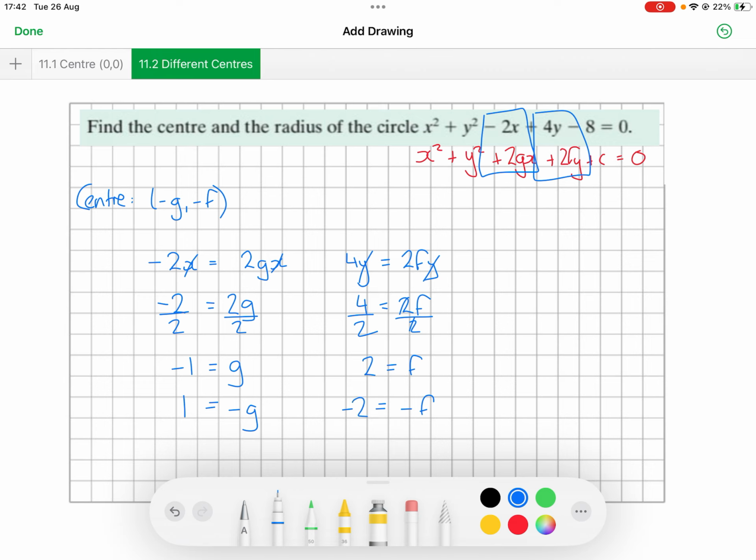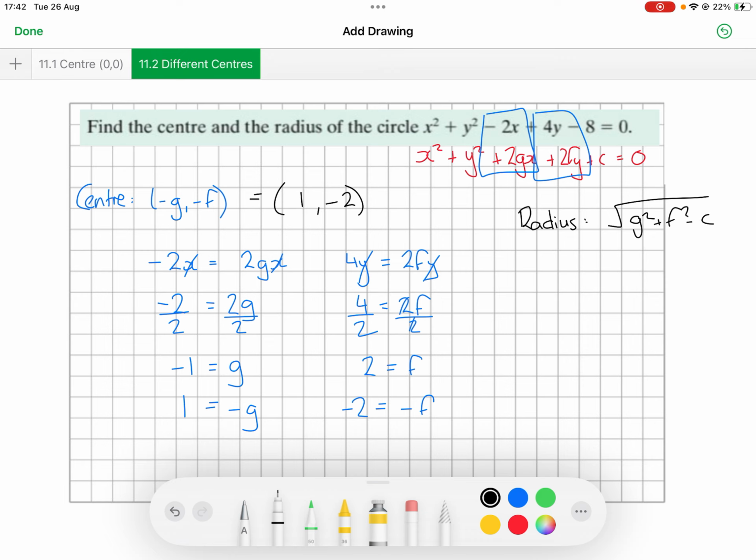So my centre is minus g, minus f. I'm going to go back up here and say that that's 1, minus 2. Once I have that, if I go to my log tables, my radius formula is the square root of g squared plus f squared minus c.